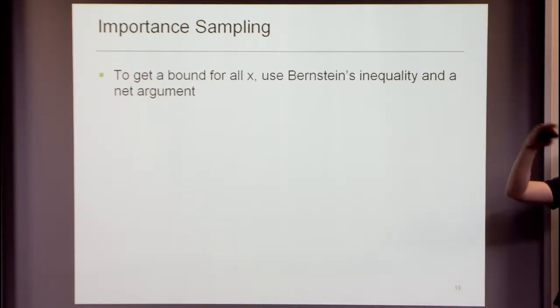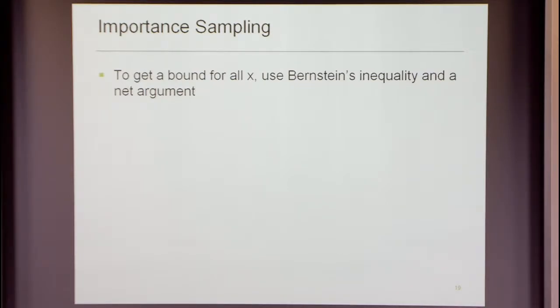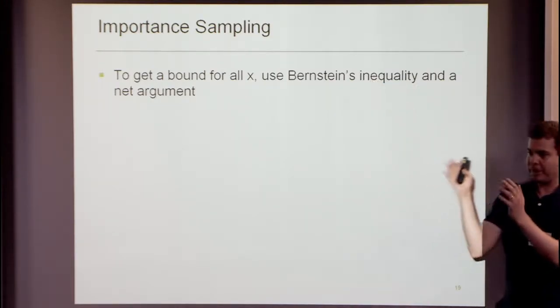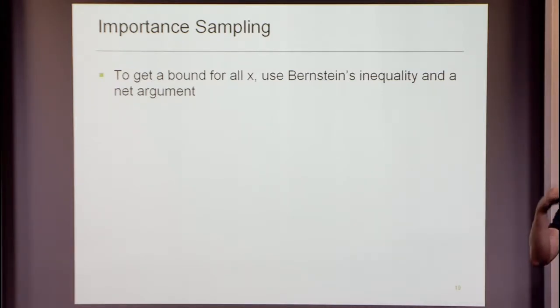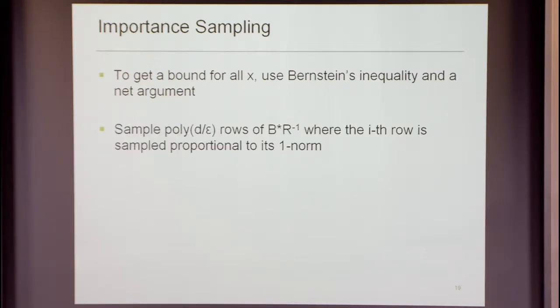Now you put a net on the d-dimensional space, which is, say, the intersection of the subspace and the unit L1 ball. You have exponential in d vectors, but it's fine. Since you have very high concentration, you can union bound over all of them. This is the intuition. So that's the whole algorithm.